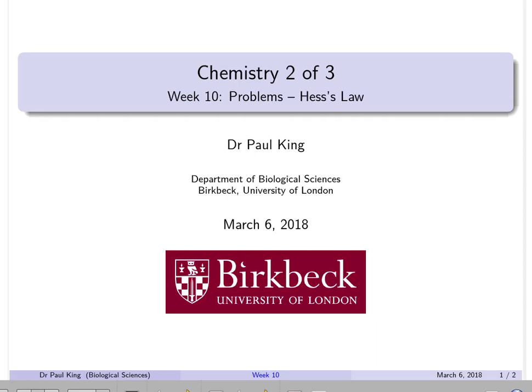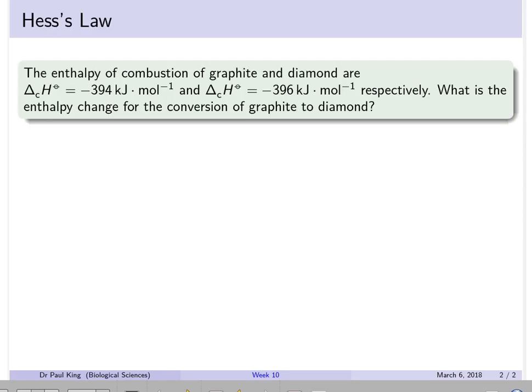Okay, so here we have a problem with Hess's law, and the question that we're asked to determine from this information is the enthalpy change for the conversion of graphite to diamond. Now, graphite and diamond are both different allotropes of carbon, different versions of the element carbon. And the information we're given are the enthalpies of combustion of graphite and diamond.